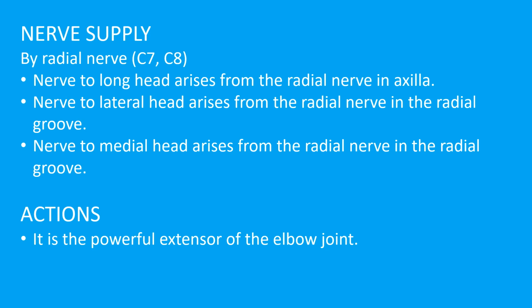Long head arises from the radial nerve in axilla. Lateral head arises from the radial nerve in the radial groove. Medial head arises from the radial nerve in the radial groove. Actions: powerful extensor of elbow joint.